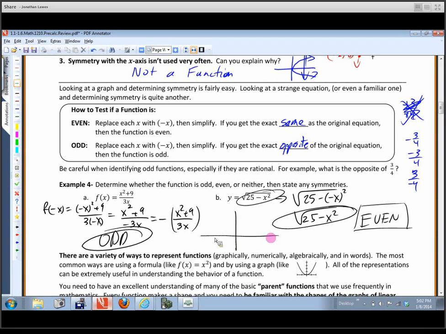So let's think about what this looks like. I'm hoping you know what this looks like. This is brought up in 1050 and in 1060. This is actually a circle centered at the origin whose radius is 5. So if it's centered at the origin with a radius of 5, this point would be 5, 0, this point would be 0, 5, and this point would be negative 5, 0. So you can see that that is symmetric with the y-axis, so it's definitely an even function.